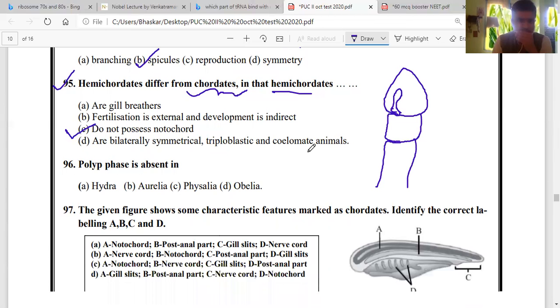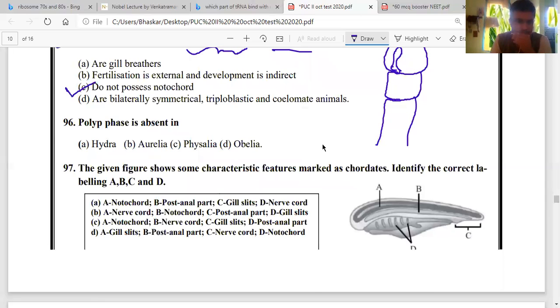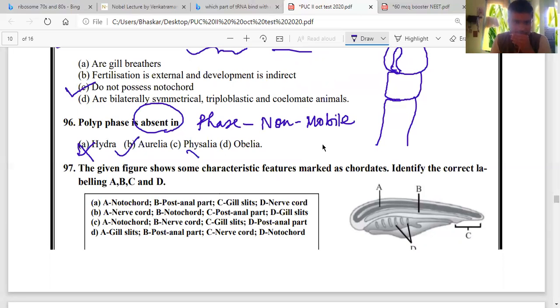Next, polyp phase is absent. This is a totally NCERT based question. You know, Hydra, there is a polyp phase. Polyp means it is a non-motile sessile phase. So that phase cannot move. Correct? So you know polyp phase is absent in the Medusa phase of Aurelia, definitely. Physalia is a Portuguese man of war. There is a polyp stage, but that can move passively with the help of pneumatophore. And Obelia also, you can see the alternation of generation. So you can see the polyp and Medusa too. So definitely your choice is Aurelia.